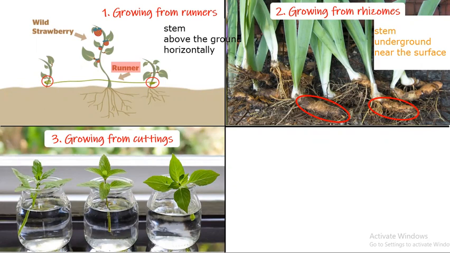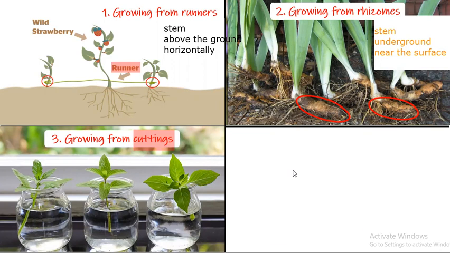Some plants like the mint plant, the geranium plant, the pineapple plant, these plants can grow from a piece of a stem with few leaves or from a leaf. When you put this part in water or in soil, you will have a new plant. So growing from cuttings, what's the cutting? The cutting is a piece of the stem with some leaves. Examples are the pineapple plant, mint plant, geranium plant, and so on.